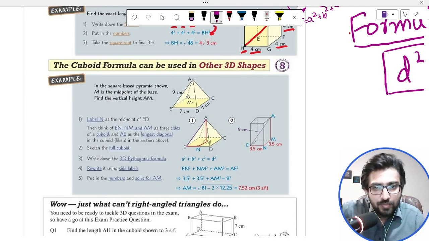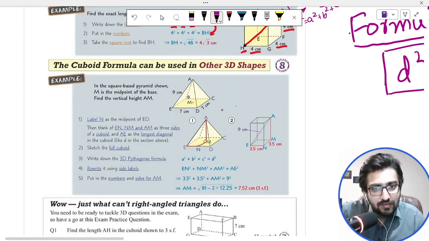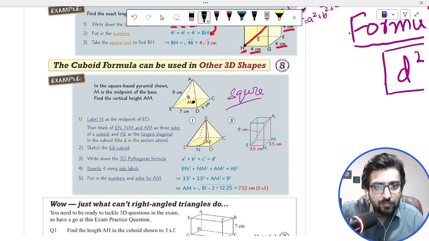In the square based pyramid shown, this is square based. Why is it called square based? Because the base is square. The base is the bottom, right? That is the base, it is square. So therefore it is called a square based pyramid. M is the midpoint of the base. You can see that is the midpoint, M. Find the vertical height AM.